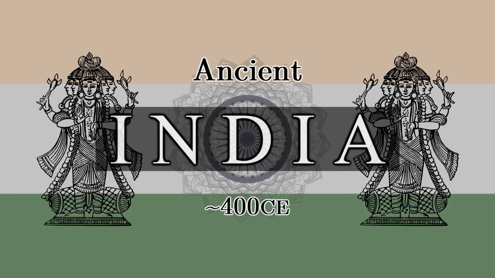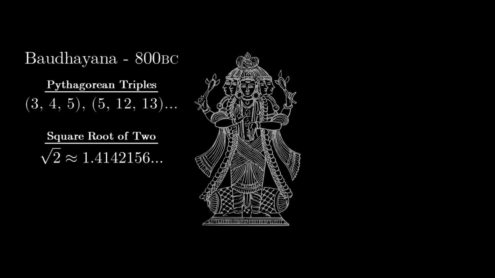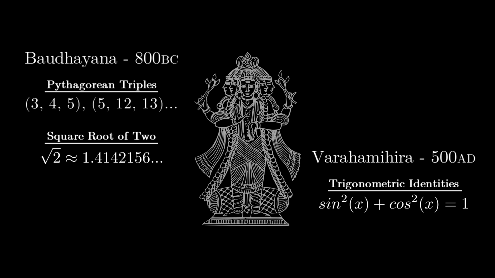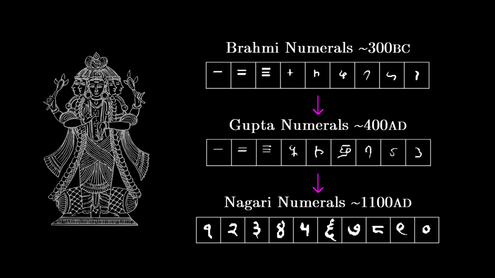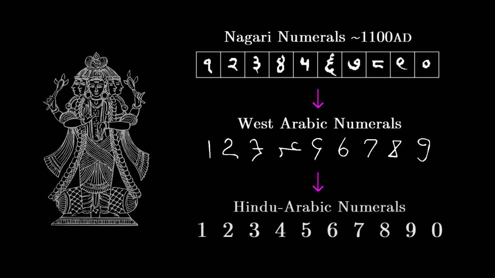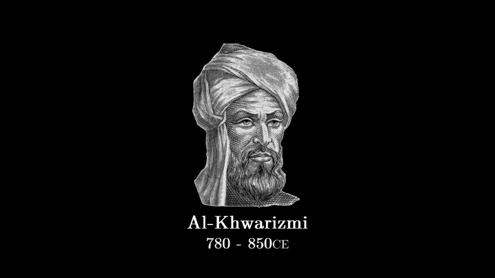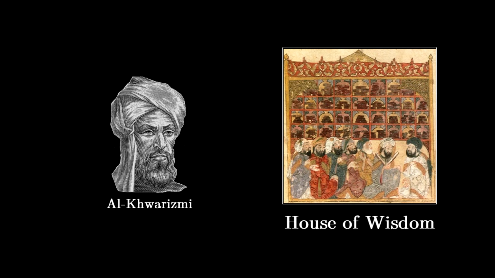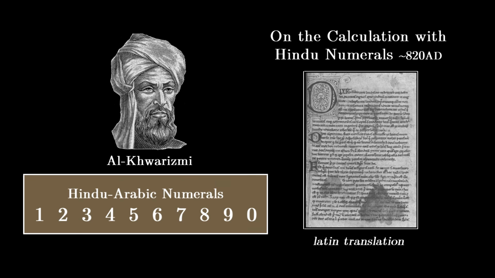Mathematicians in India made fascinating discoveries, such as the Pythagorean triples, approximations for the square root of 2, and some of the trigonometric identities. One important development was their number system, which was later taken by Arabic mathematicians and spread to Europe and the rest of the world. This number system is known as the Hindu Arabic numerals that most of us use today. A Persian mathematician who studied at the House of Wisdom in Baghdad is known to be responsible for the spread of the Hindu Arabic numeral system to the Middle East and Europe through his writings.